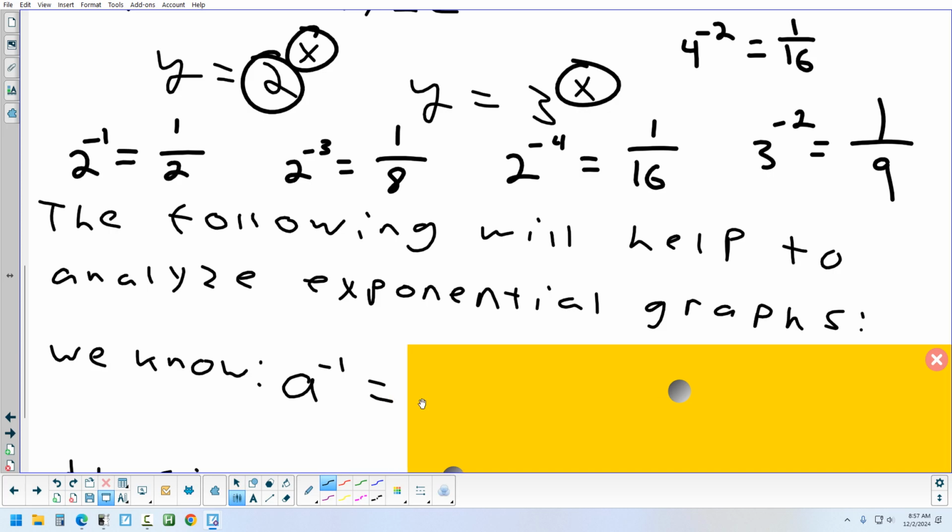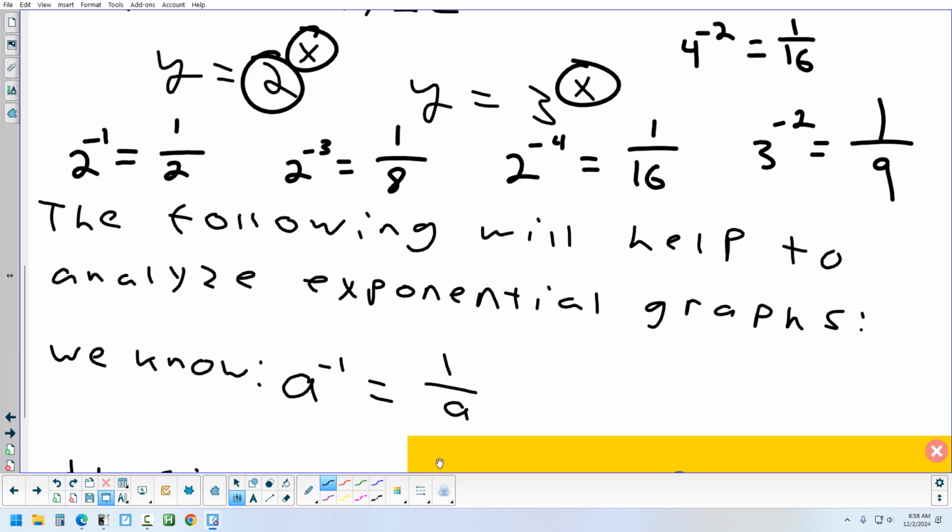So what do you think this one would be? If you raise a to the negative 1 power, 1/a. It would be 1 over a. So instead of writing, like if it's 4 to the second power, you just write 16. Well, if it's 4 to the negative second power, you write 1 over 16. So the negative in an exponent causes something to flip. Okay.